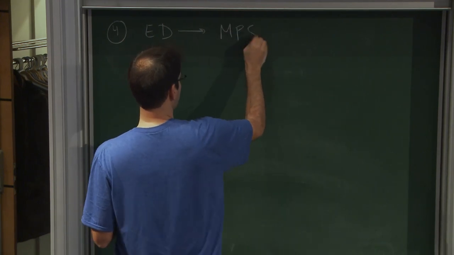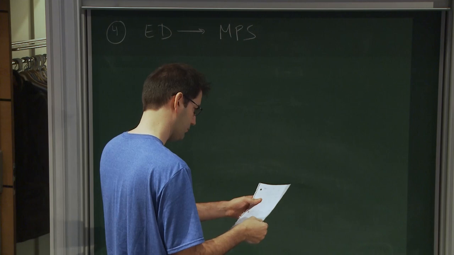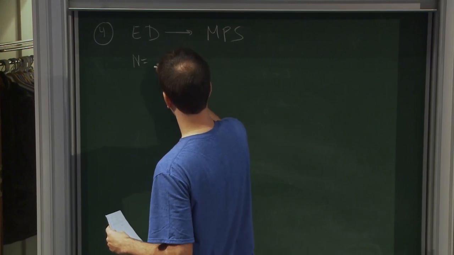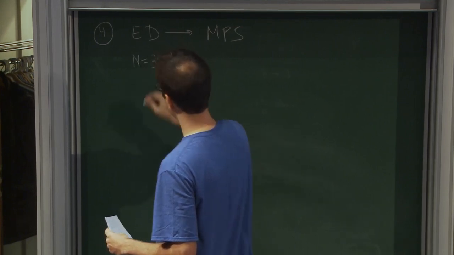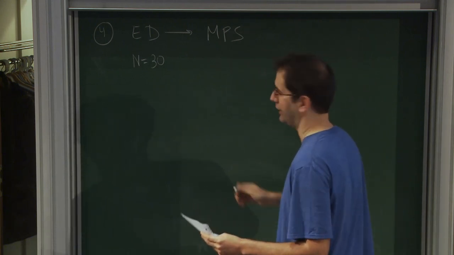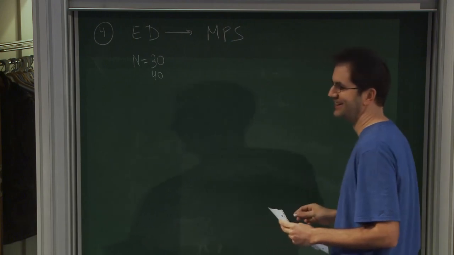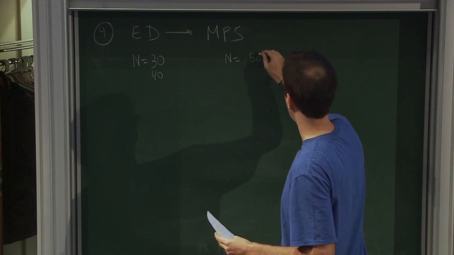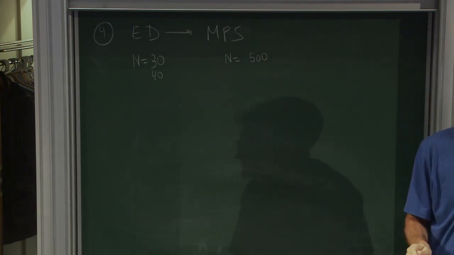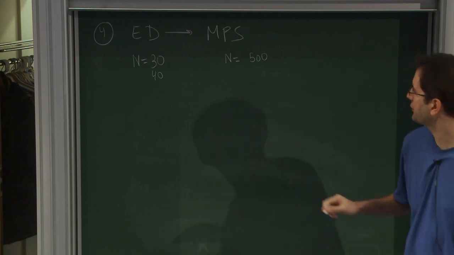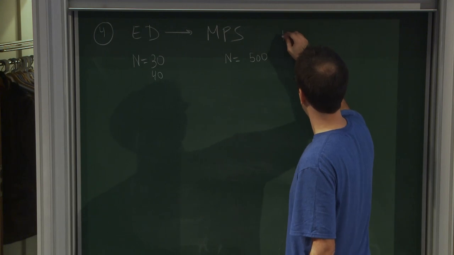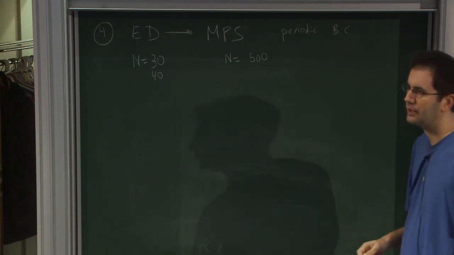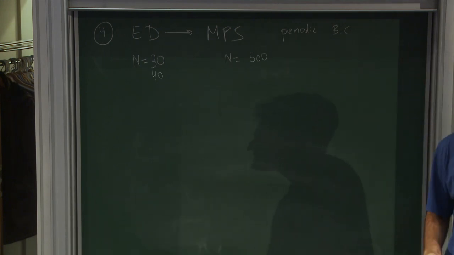So now I want to use a matrix product state. And let me make some bold statement here. With exact diagonalization, depending on your laptop, we can go typically to 30 spins. Okay, 40. You are not smiling. Now you are. So here, we can easily go to 500 spins. Now this is going to be matrix product states in a challenging environment. So this is going to be matrix product states with periodic boundary conditions, or in a periodic chain. And that means that the cost of the algorithm is not the usual one.